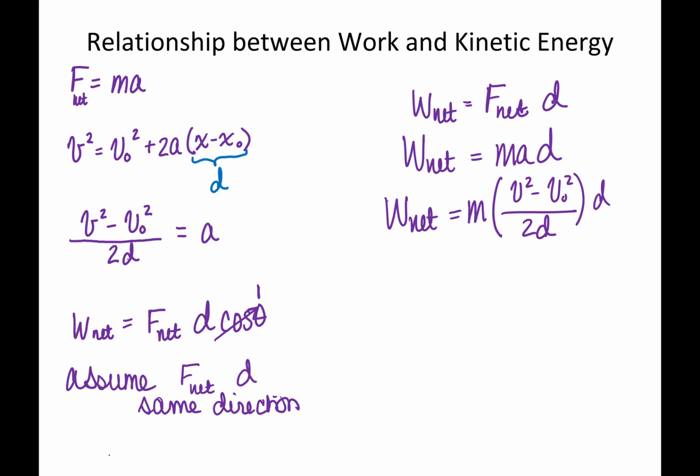Okay, now this doesn't look somehow magically easier until I realize something, that I can do some rearranging and some distributing. So I'm going to do that. I'm going to say that my work net is equal to, I'm going to pull the divided by 2 out in front and make that a 1/2. So each thing is multiplied by half, and then I'm going to distribute the mass.